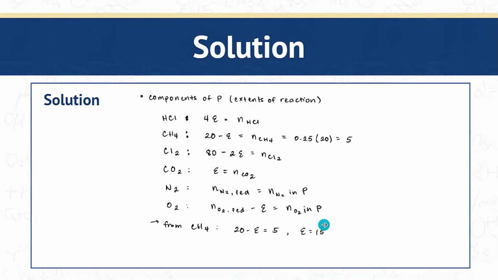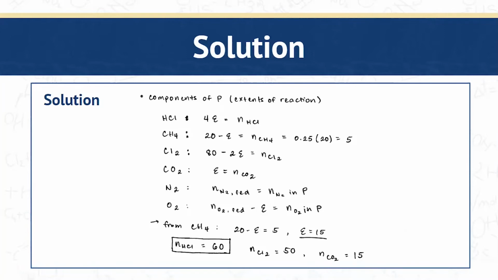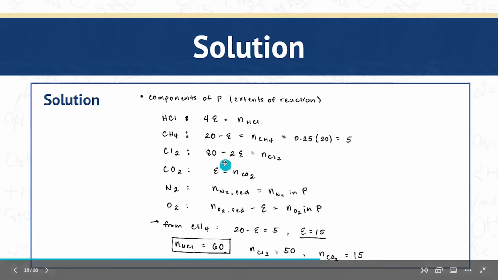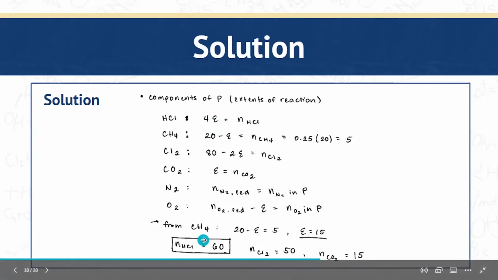And then again, we can already solve for epsilon from the extent of reaction in methane. So 20 minus epsilon equals 5, and we'll get epsilon equals 15. And then we can already answer the first question. The first question asks for the moles of hydrochloric acid in the product stream. Here, 4 times epsilon is equal to the moles of hydrochloric acid. And that would be 4 times 15. So we have 60 moles of hydrochloric acid in the product stream.